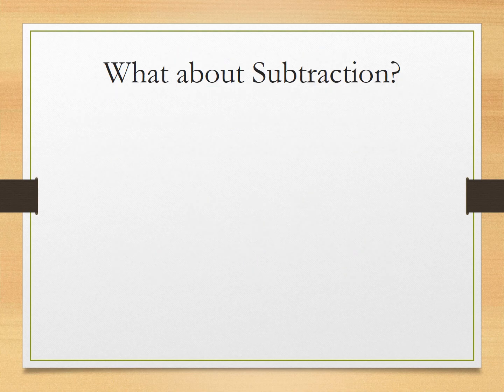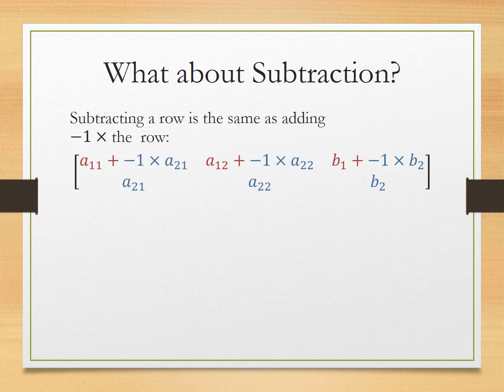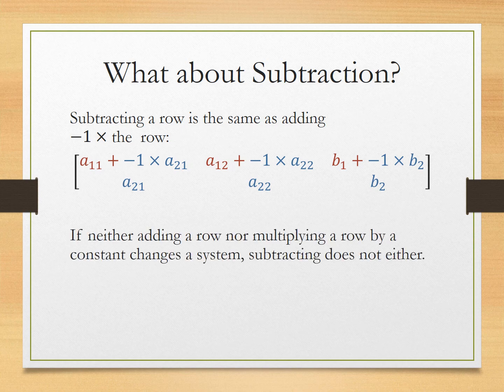What about subtraction? I've just mentioned addition and multiplication of a constant term. What is subtraction? Subtraction is essentially adding -1 times another row, right? If you're subtracting a row, you are adding -1 times another row. Since addition of a row does not change the system, and multiplying a constant to a row does not change the system, adding a constant times a row should not change the system. So subtraction also does not change the system.